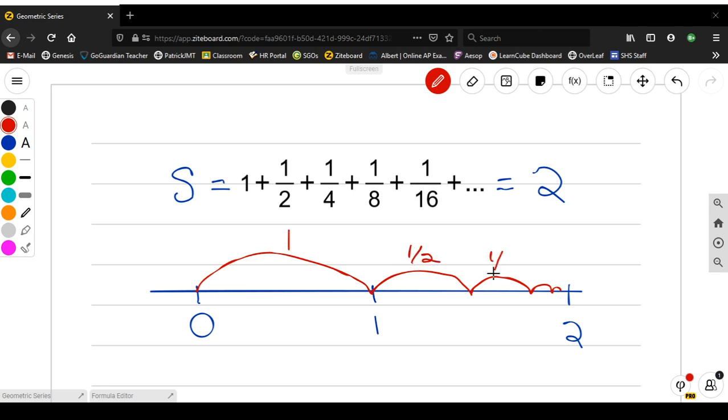As you add each of these steps together, 1, 1/2, 1/4, 1/8, and so on, you are going to get closer and closer to this value of 2. You're going to cozy up. Each term gets you closer and closer. You're never going to surpass 2. You're going to get closer and closer to 2. And that's what we mean by convergence.